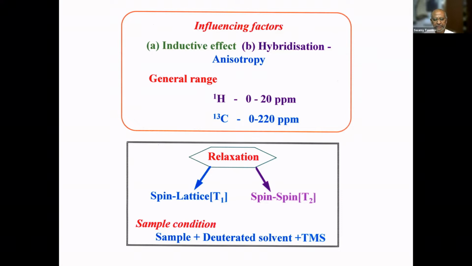Now, how to run the spectrum? Generally, in solution NMR, a sample is dissolved in a particular solvent, preferably a deuterated solvent, because all these spectrometers are now deuterium locked. Unless you use a deuterated solvent, you cannot run the NMR. Then we have an internal standard known as tetramethylsilane. Under these conditions, if you prepare a sample and give it to the operator, he will run the spectrum.